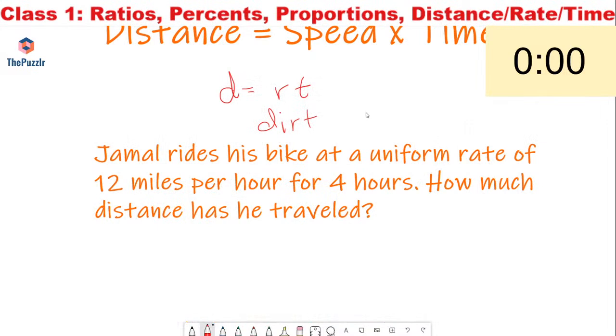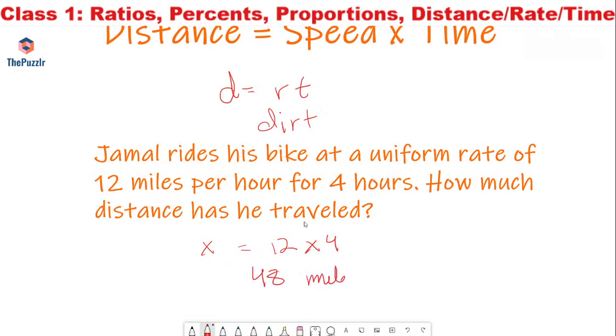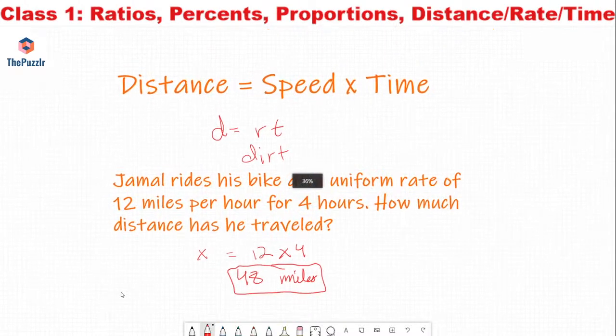Let's just try a basic example of the formula. Jamal rides his bike at a uniform rate of 12 miles per hour for 4 hours. How much distance has he traveled? He traveled X miles, right? X, we don't know. He traveled at 12 miles per hour for 4 hours. 12 times 4 is our answer. So 12 times 4 is just 48. So he traveled 48 miles. Usually on the AMC 8, you don't need units because they add it for you. But in practice, you do want to add some sort of unit, right? I might just write M instead of that ugly miles I wrote right there. But that's what you should do.